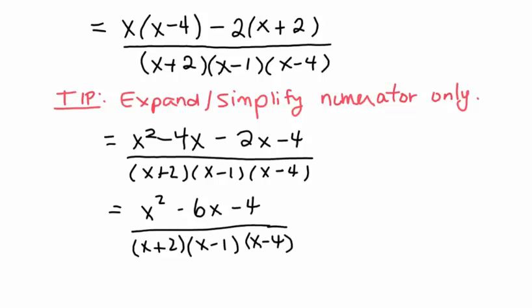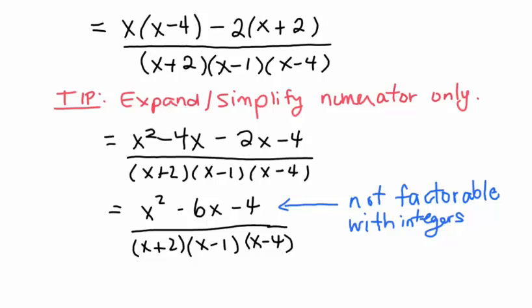Now, here tends to be where most of the simplification is going to end. However, it is a good habit to get into checking this numerator to see if you can factor it, just in case a factor in the numerator and the denominator can be cancelled off. You should be able to quickly check that this numerator is not factorable with integers. We can't find two integer numbers that multiply to give us negative 4 and add to give us negative 6. This means if our numerator is not factorable with integer numbers, then no factors in the numerator and denominator are going to cancel off. So it's okay for us to leave our final answer like this.